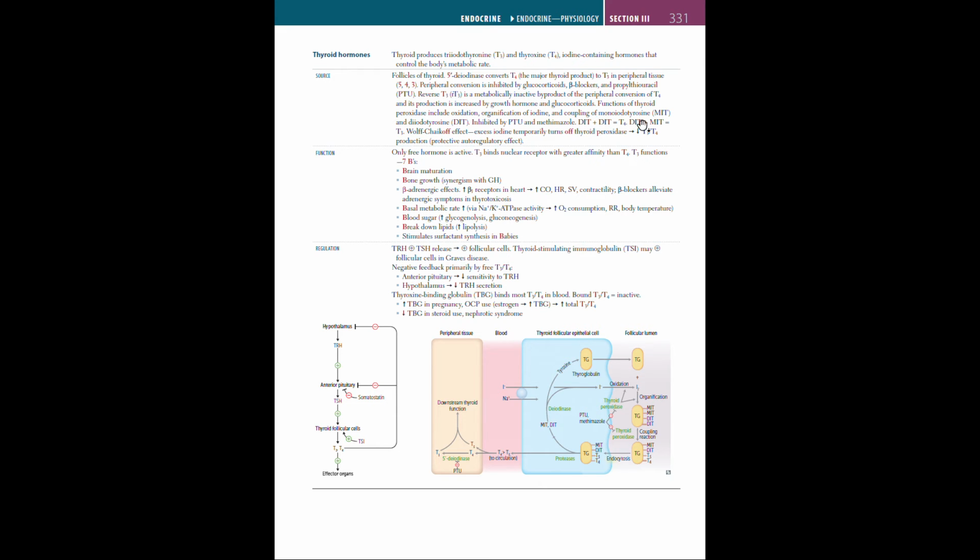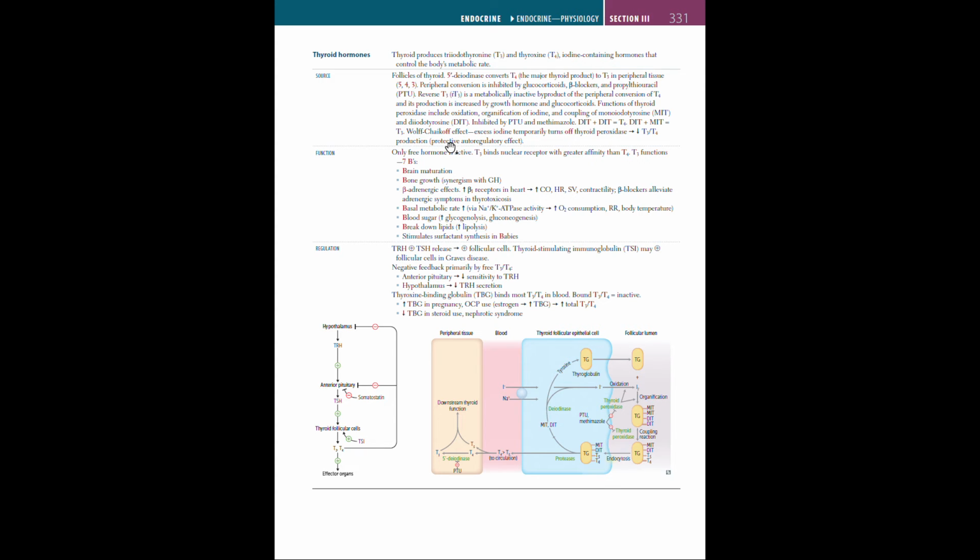Function of thyroid peroxidase includes oxidation, organification of iodine, and coupling of monoiodotyrosine (MIT) and diiodotyrosine (DIT), inhibited by PTU and methimazole. DIT plus DIT will cause formation of T4. DIT plus MIT will form T3.